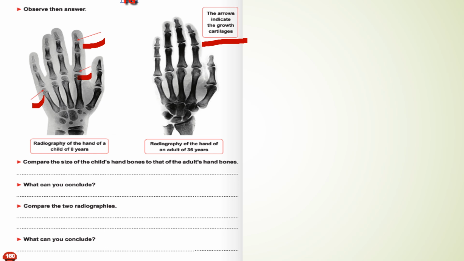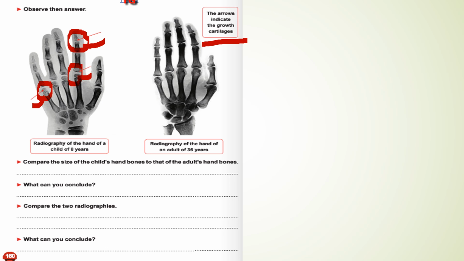Why do we have arrows here? They said that the arrows indicate the growth cartilage. Here, we have something that's called growth cartilage, another one, and here we have a growth cartilage. Okay? So which hand contains the growth cartilage? Of course, it's the hand of the child, and they are present here by the arrows. Where's the growth cartilage in the second radiography? There is no growth cartilage in the radiography of the hand of the adult, right?